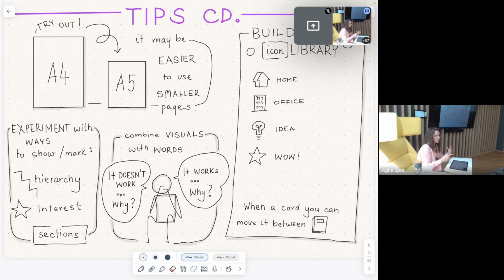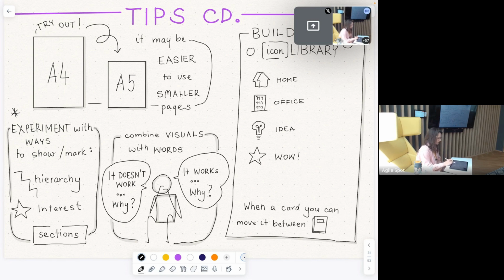And experiment with the ways you want to mark the hierarchy, or the things that interest you. For instance, you create an asterisk sign for something where you think, oh, this was interesting, I want to come back to that. And then when you look at your notes, you can easily find those places. Combining the words with a little bit of human things.